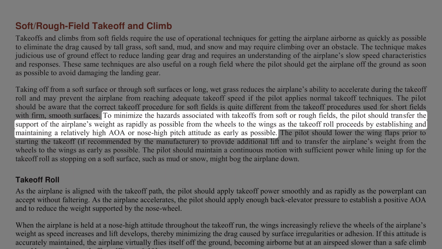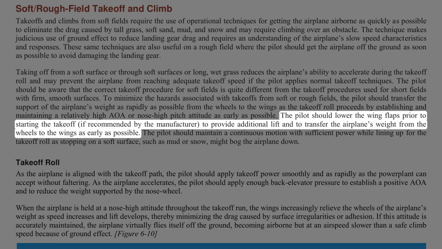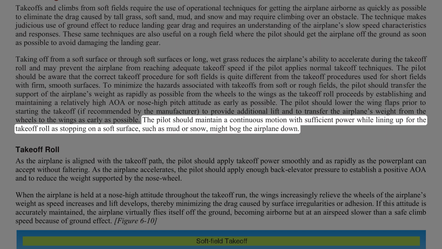To minimize the hazards associated with takeoffs from soft or rough fields, the pilot should transfer the support of the airplane's weight as rapidly as possible from the wheels to the wings as the takeoff roll proceeds by establishing and maintaining a relatively high AOA or nose-high pitch attitude as early as possible. The pilot should lower the wing flaps prior to starting the takeoff, if recommended by the manufacturer, to provide additional lift and to transfer the airplane's weight from the wheels to the wings as early as possible. The pilot should maintain a continuous motion with sufficient power while lining up for the takeoff roll, as stopping on a soft surface, such as mud or snow, might bog the airplane down.